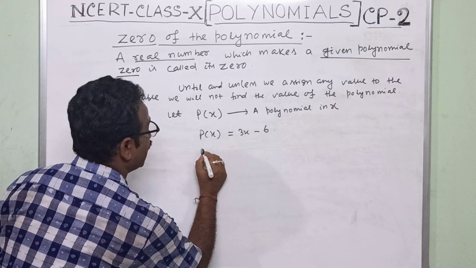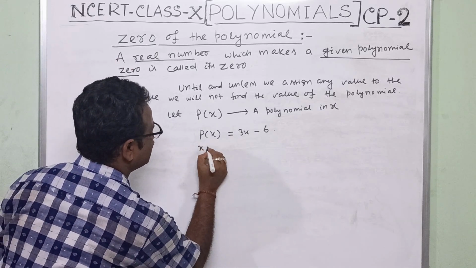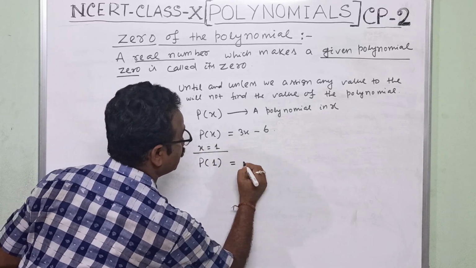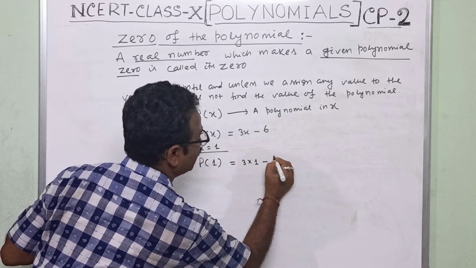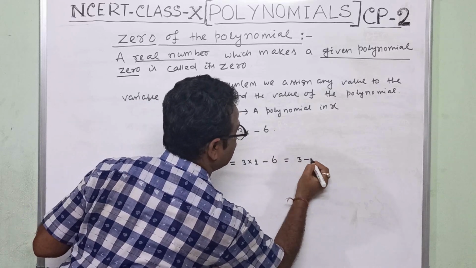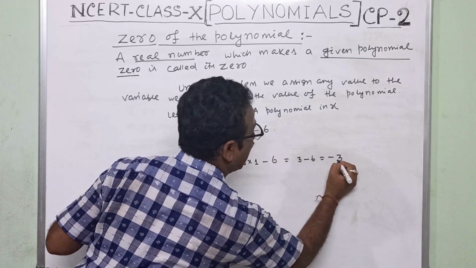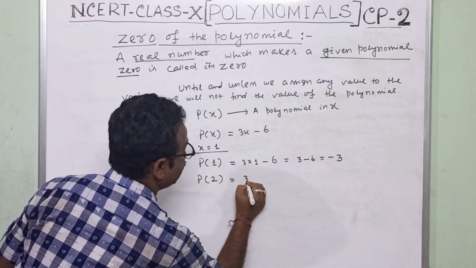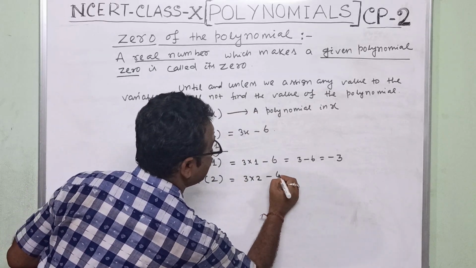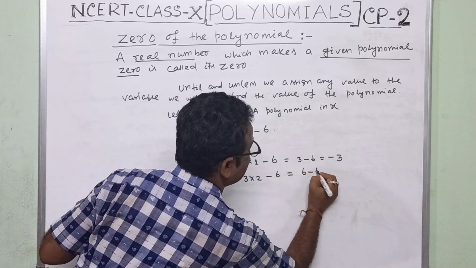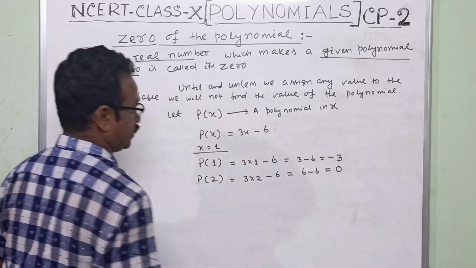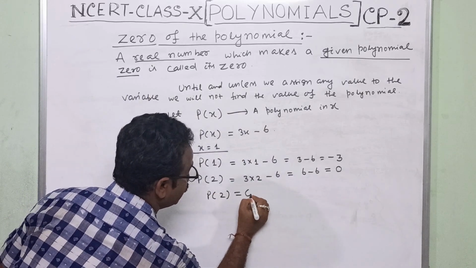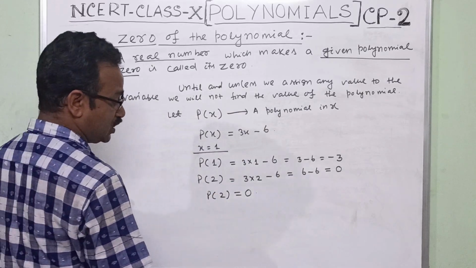Suppose I take x = 1. So p(1) = 3 into 1 minus 6 = 3 minus 6 = minus 3. Now p(2) = 3 into 2 minus 6 = 6 minus 6 = 0. So I can write p(2) = 0.